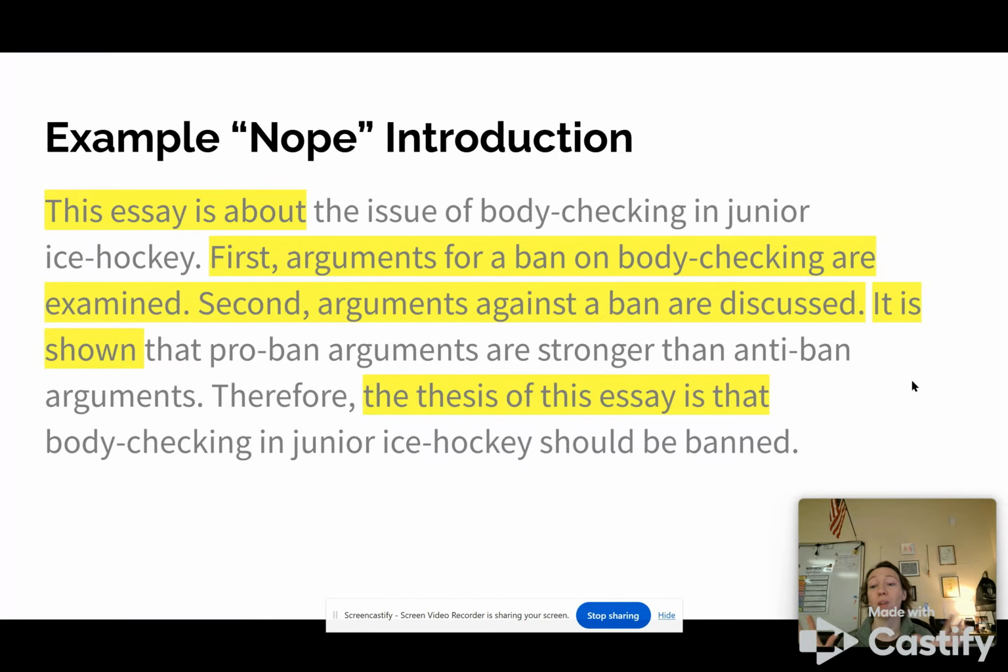So this is an example of a no introduction. And I've highlighted the things that I don't like in it. So the first sentence says, this essay is about. Those are things I don't want to see in an intro. So it says, this essay is about the issue of body checking in junior ice hockey.